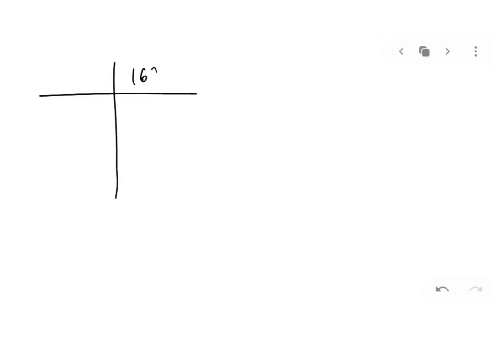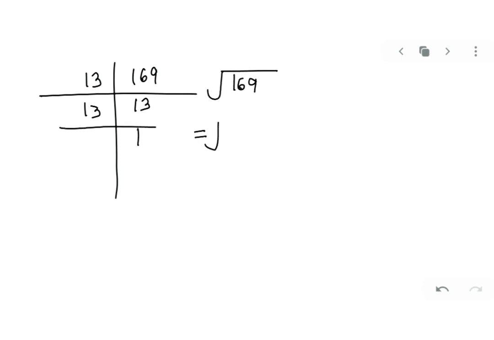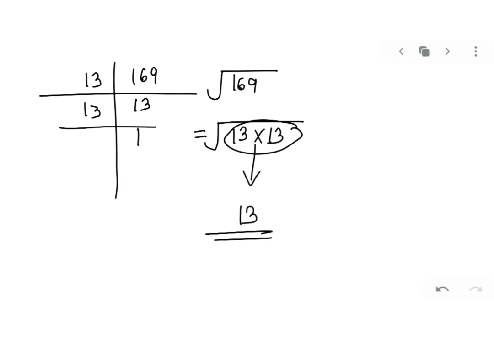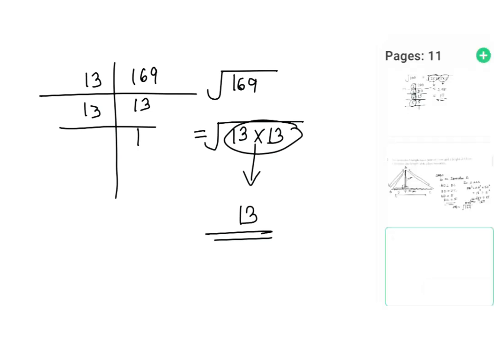Again you have to take up with the pairing. 169, my dear kids, it goes in a table of 13. So 13s are 169. So can I write root of 169 as root of 13 into 13? And as I said to you, if you have a number in a pair, then you have to free that number. So your final answer will be 13.